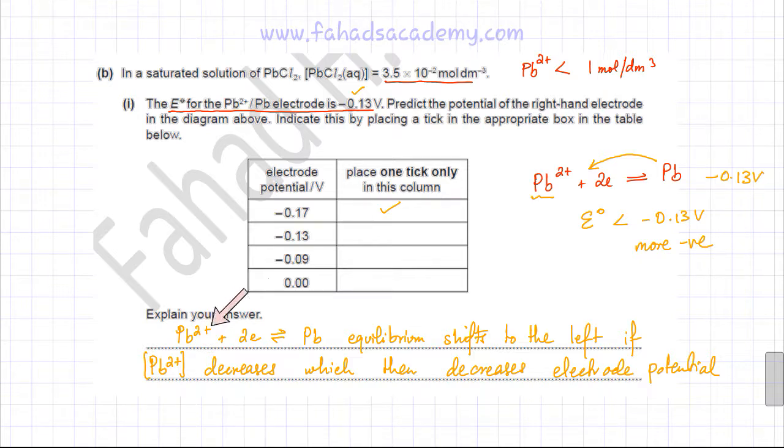So if the lead ion concentration decreases, which would then decrease the electrode potential, the electrode potential would become more negative. So if the standard electrode potential was minus 0.13 volts, under non-standard conditions, the electrode potential is going to be less than minus 0.13 volts, which is going to give you minus 0.17 volts.